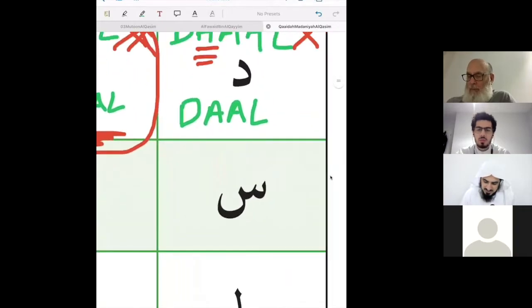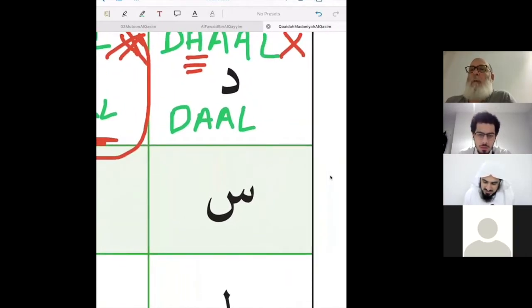So what does this look like? This looks like something that has teeth or a comb. Any other ideas? A sea with waves, Sheikh. With waves, a sea. Okay, that's the best so far. So it's wavy. So this is Seen.